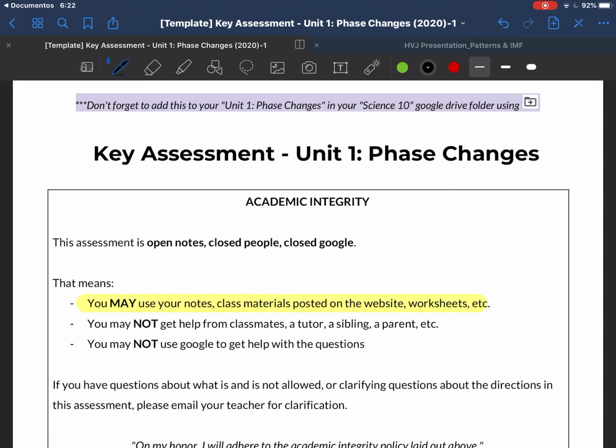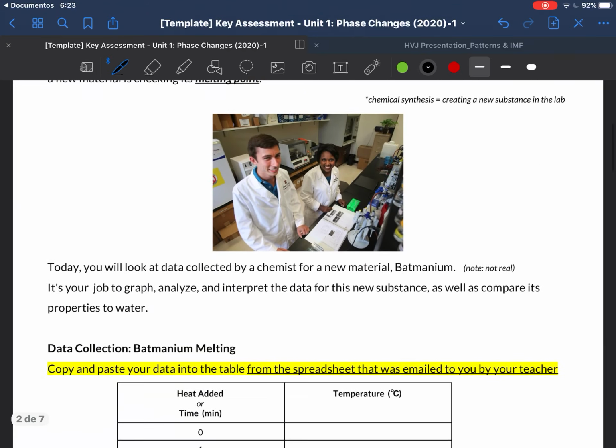If you have the opportunity to use your resources, it's probably going to boost your performance if you check your resources. A lot of the stuff that we had in this assessment was really directly related to things that we did in class. So it really does help if you have this option to actually use the resources at your disposal. All right, so let's get into it.